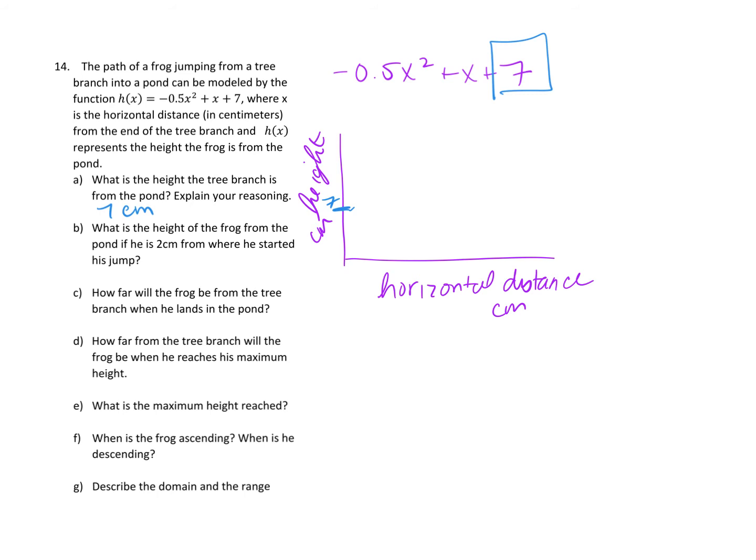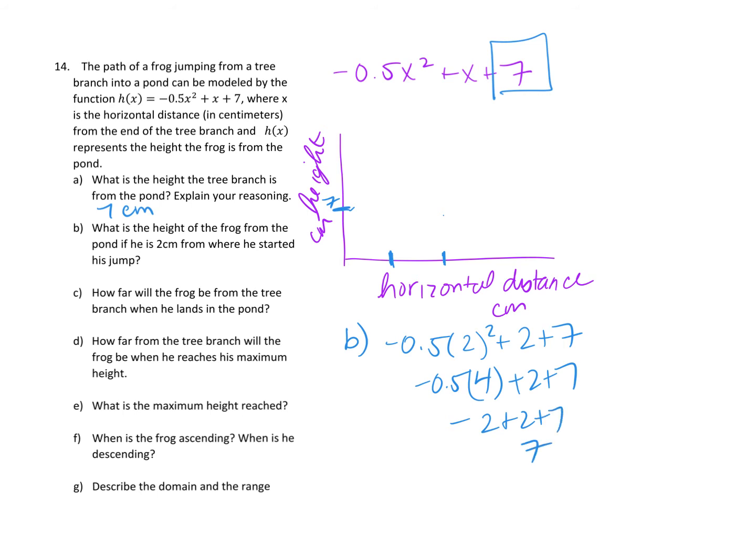What is the height of the frog from the pond if he is 2 centimeters from where he started? So I want to know on my graph, what's the height at 2? So I want to plug in 2 for x. -0.5 times 2 squared plus 2 plus 7. Remember to do your exponent first. And that's -2 plus 2 plus 7 equals 7. So he's also 7 centimeters above the pond when he's 2 centimeters away.